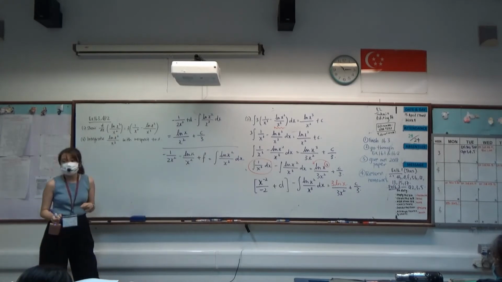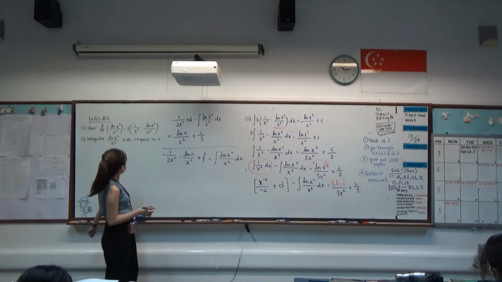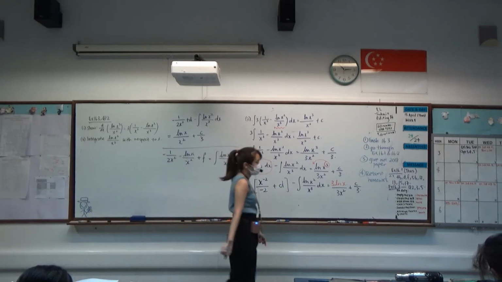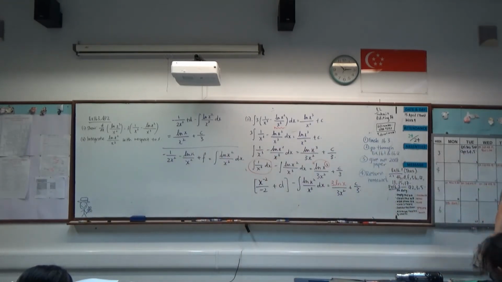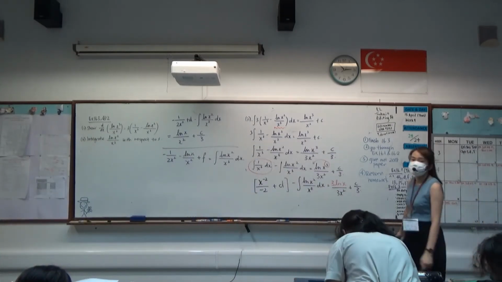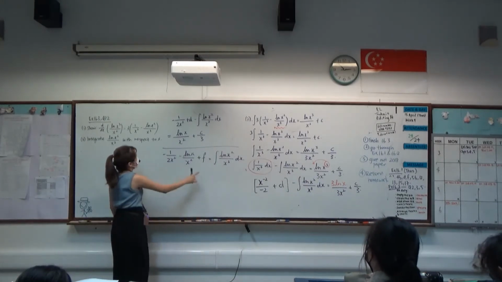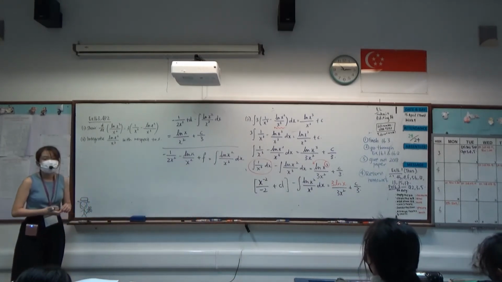Okay, so the integration of ln x squared over x cubed is equals to this. Is there any way to further simplify this? I don't think we could. Okay, you can give your answer in this manner. So this is the answer.